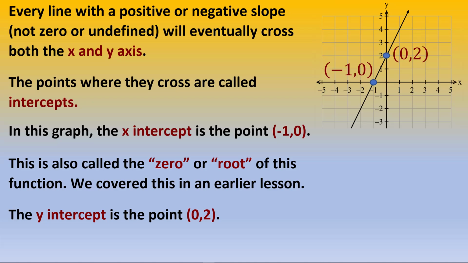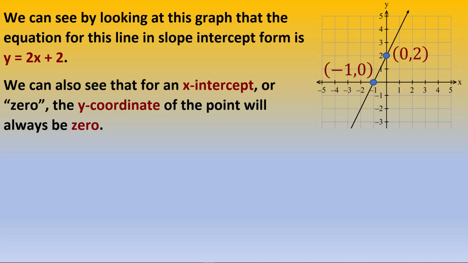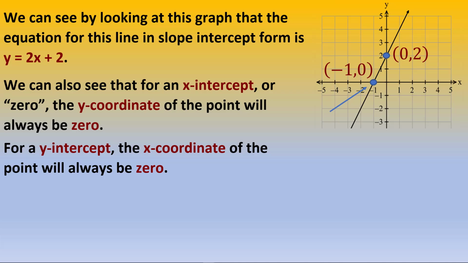We can see by looking at this graph, the equation for this line in slope-intercept form is y equals 2x plus 2. It crosses the y-axis at 2, and it has a slope of up 2 and over 1. We can also see that for an x-intercept, the y-coordinate of the point will always be 0. For a y-intercept, the x-coordinate of the point will always be 0.